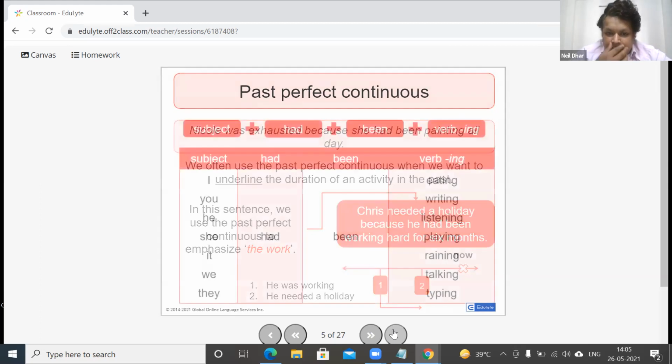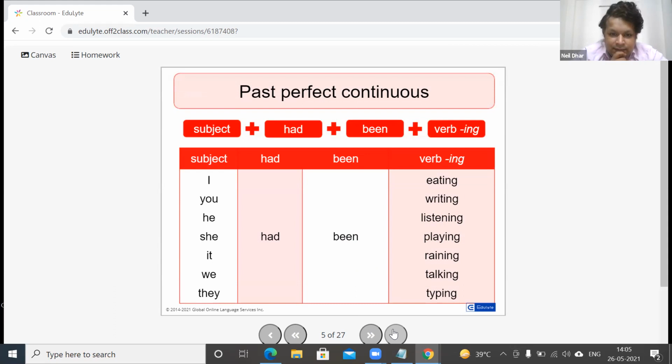Moving on. Next, can you match the sentences? I had been listening. That's correct. I had been writing would also be correct. I had been eating. Or the other forms would be: you had been playing, he had been playing, she had been playing, it had been raining. Talking would be incorrect unless it's a robot. With the we form, we had been eating, or the they form, they had been playing. So the subject, had as the past, been.